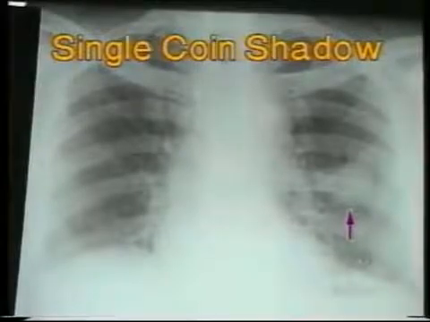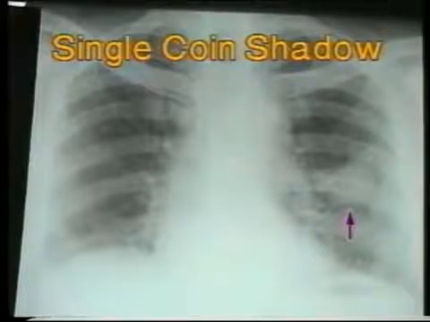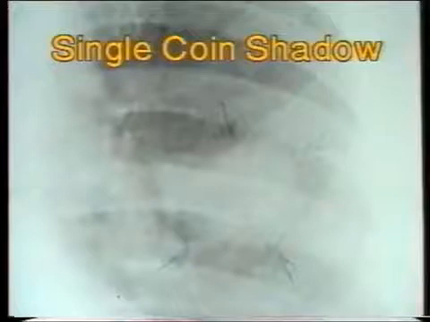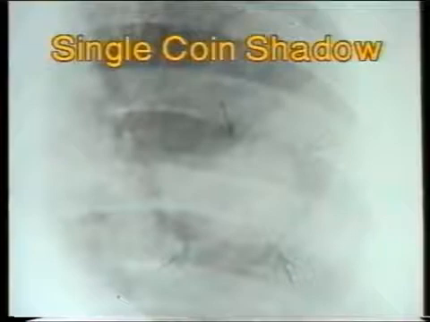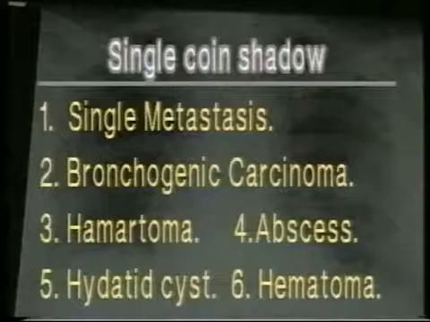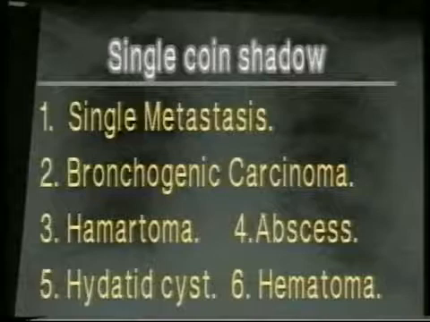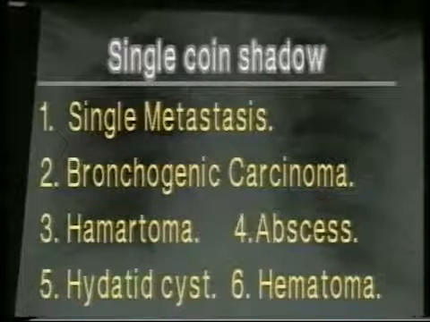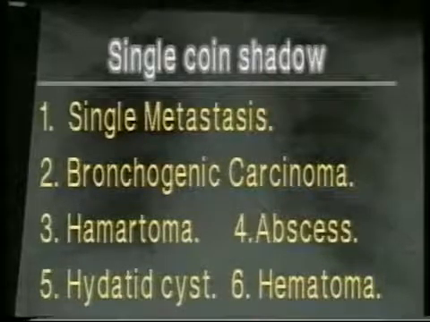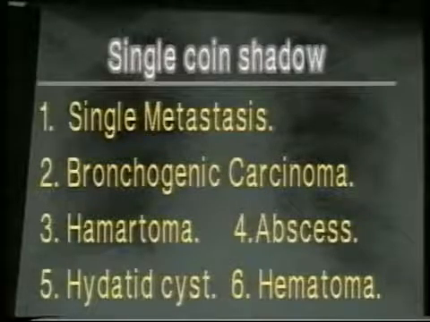Sometimes a single large cannonball or coin shadow is seen. Note the coin shadow in the left lower zone. In the close-up view, you can see that it is perfectly round. It is sharply defined from the surrounding lung and does not have a spreading border like bronchogenic carcinoma. This is a metastasis. A single coin shadow may be seen in a single metastasis, primary bronchogenic carcinoma of the peripheral type, hematoma or AV malformation, an abscess without air, a hydatid cyst, and traumatic hematoma.